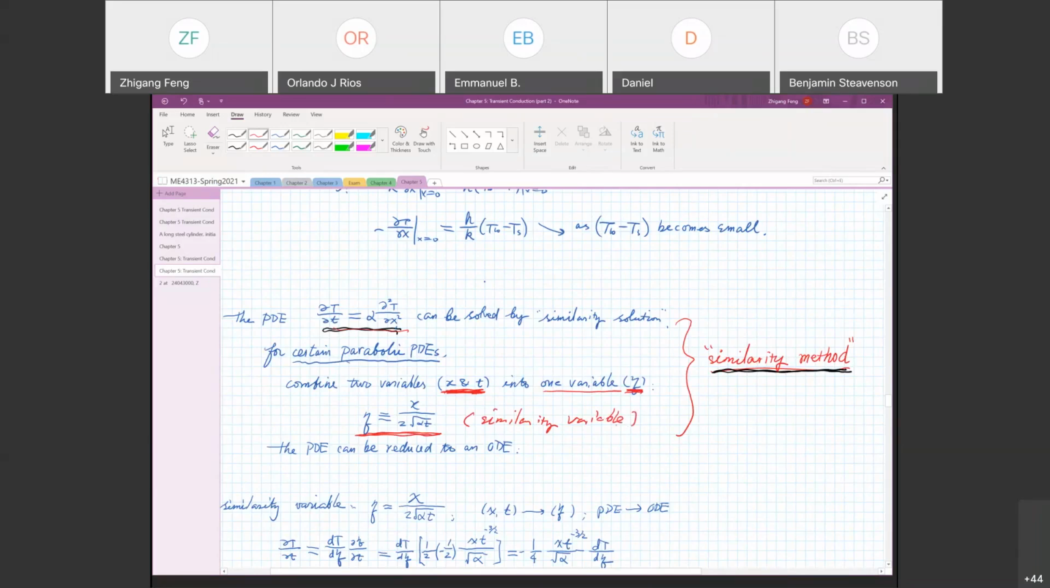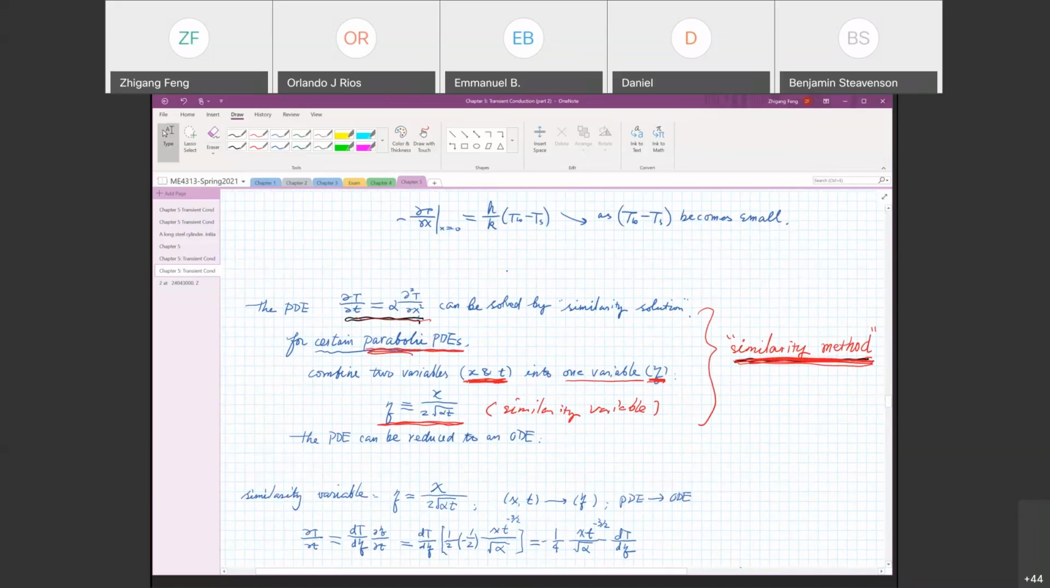Now, it's not always the case that you can combine two variables into one variable. It happens only for a parabolic PDE with certain special conditions. So this similarity method is not universal. It's only applicable to a parabolic partial differential equation with certain special conditions. But for us, it happened to be applicable. So we are able to combine two variables into one variable.